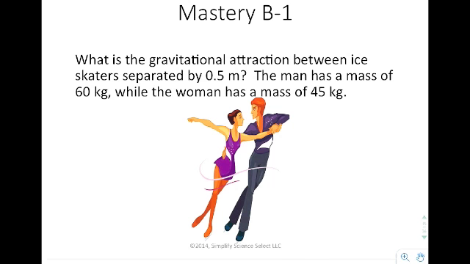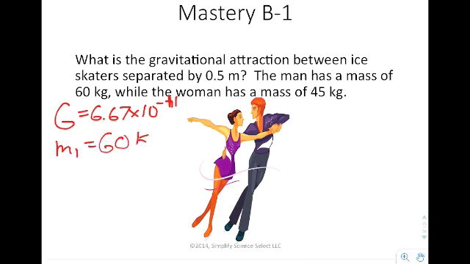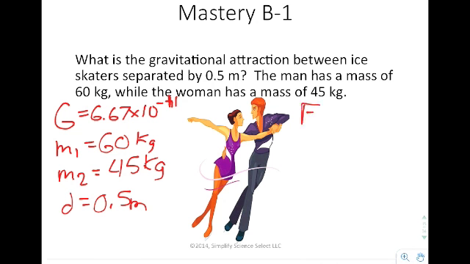So we can go ahead and calculate what the gravitational attraction is between two ice skaters separated by 0.5 meters. And so what you do is you would say, okay, I know G. G is a constant. It's always 6.67 times 10 to the minus 11th. I know that the mass of the first object is 60 kilograms. I know the mass of the second object or person is 45 kilograms. I know that the distance between them is 0.5 meters. And I can use the equation F equals G m1 m2 divided by d squared.